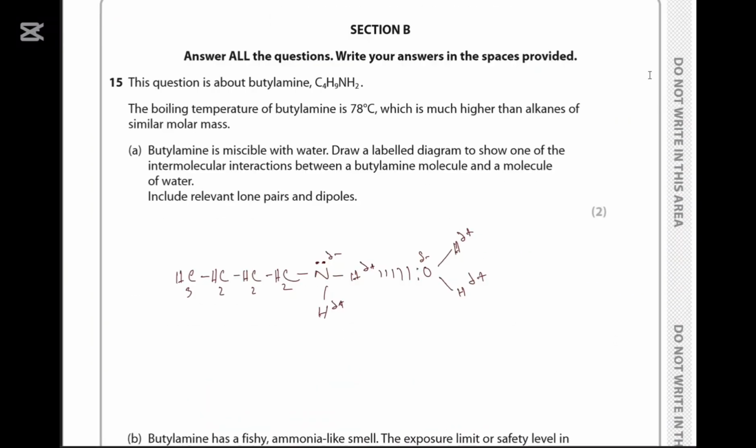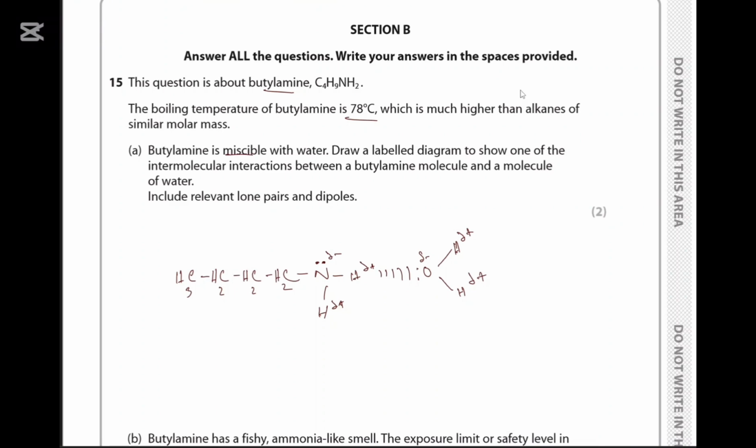This is the beginning of section B of the 2024 October IAL Chemistry Unit 5. If you look at question number 15, it says this question is about butylamine. The boiling temperature of butylamine is 78 degrees Celsius, which is much higher than that of alkanes. Okay, butylamine is miscible in water.